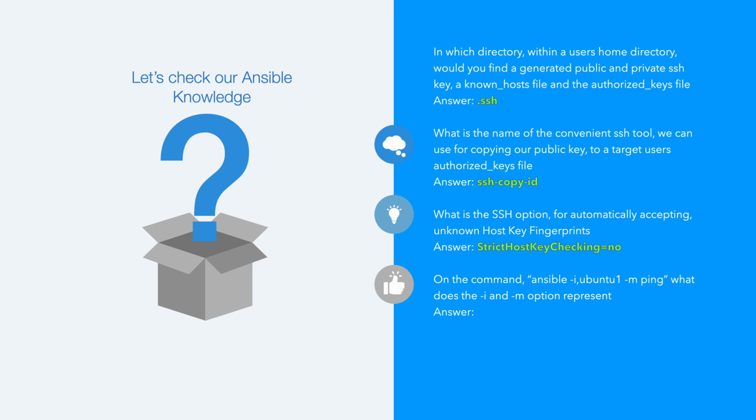On the command ansible -i ubuntu1, -m ping, what does the -i and -m option represent? The -i is used for the inventory and the -m is used to specify the module, in this case ping. Here we're using the comma option to pass in a list of hosts, albeit a single host, to the command line.